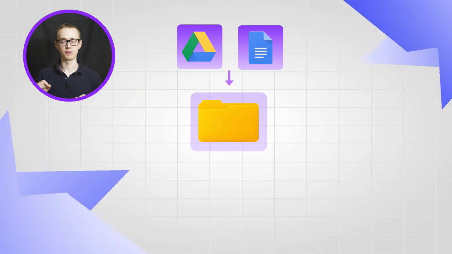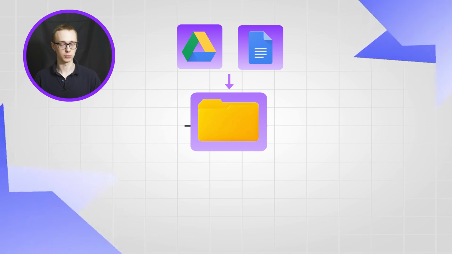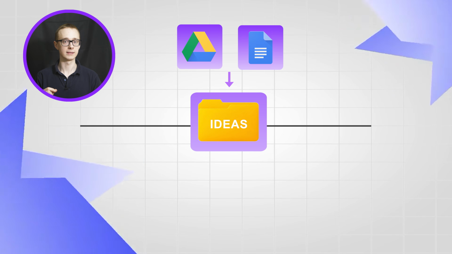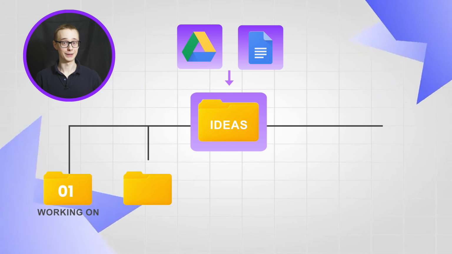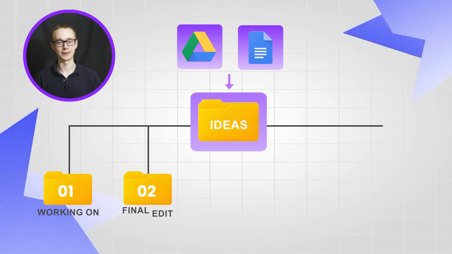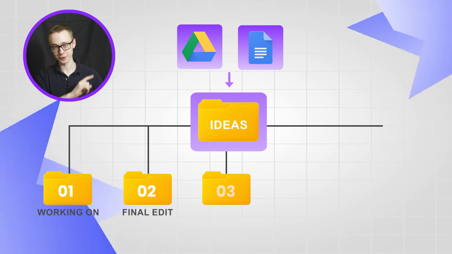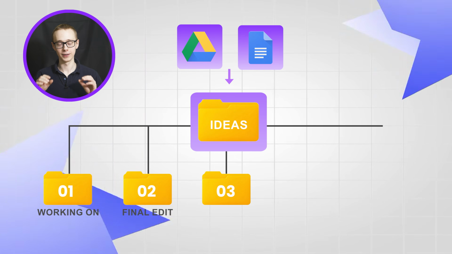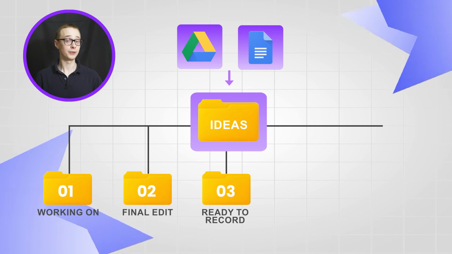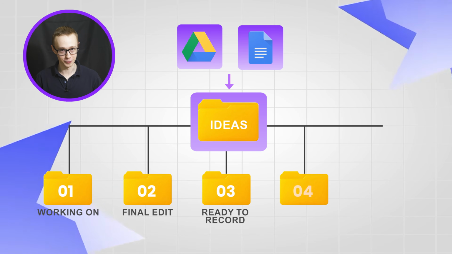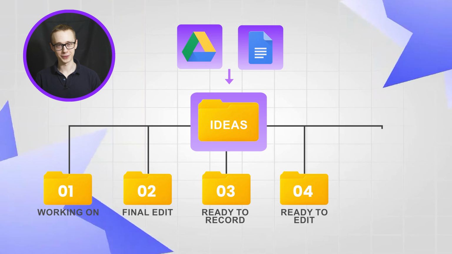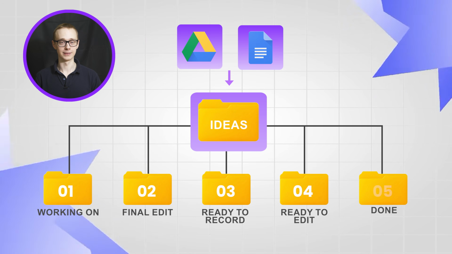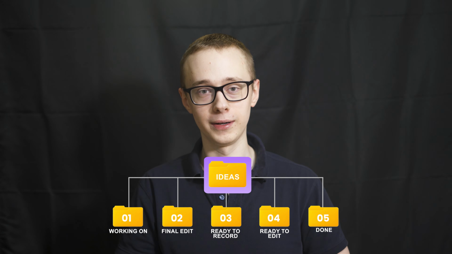Just create a folder in your Google Drive or Google Docs. Call it Ideas. Create a subfolder, call it Working On. Create another subfolder called Final Edit. Create another subfolder, we're going to keep going a while, called Ready to Record. And you guessed it, another folder called Ready to Edit. And we're just about done with the last folder. We call it Done.